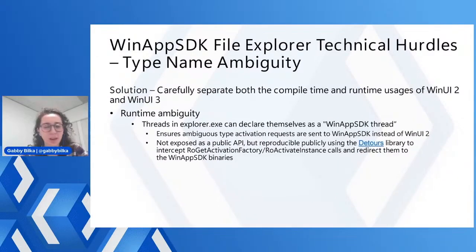Awesome. Thanks, Tommy. We got a little bit of an inside look there at the type name ambiguity. So if you want to try out WinUI SDK File Explorer, definitely go into your WIP settings and update to the latest, and you should be able to see it with the pizza icon.